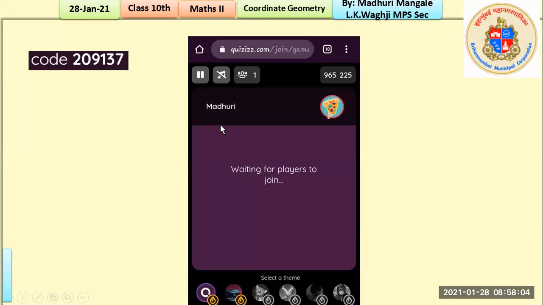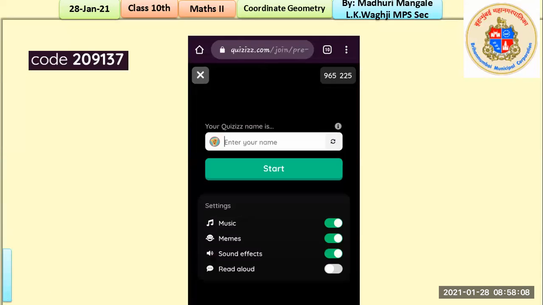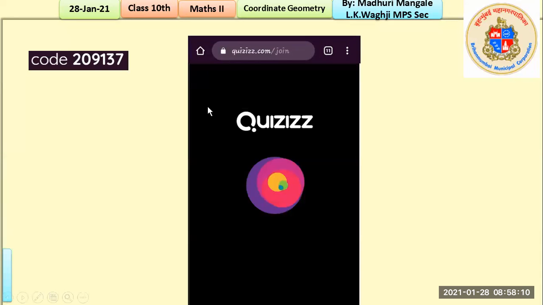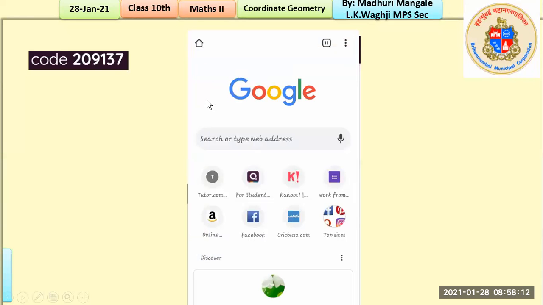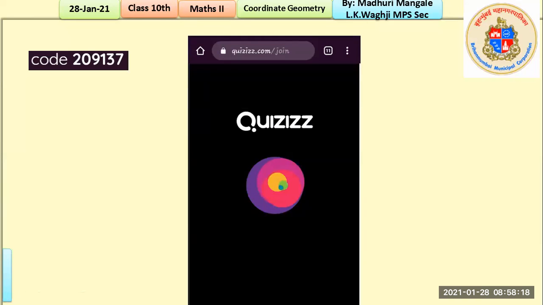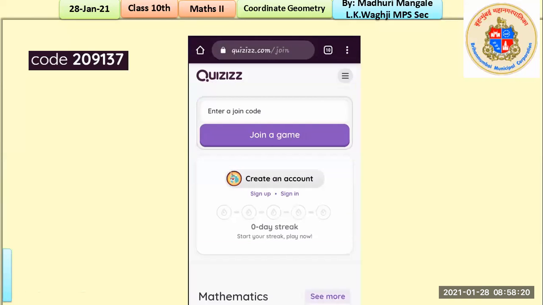And then you will be directed to the dashboard. So once again, what you're supposed to do: go to any web browser and Google joinmyquiz.com. Click the link for students. It will ask for a code. The code is 209137. Once you enter the code, it will ask for a name. Enter your name with school name, and we begin.